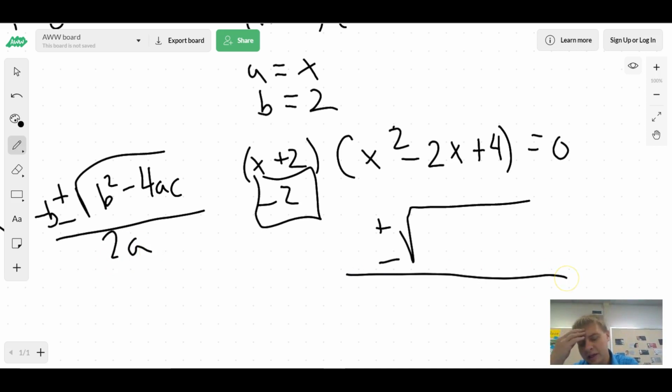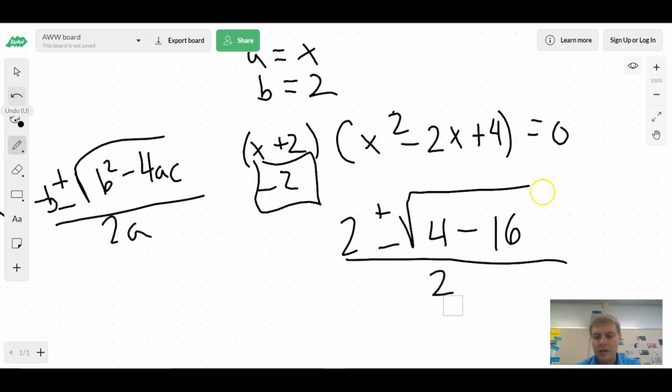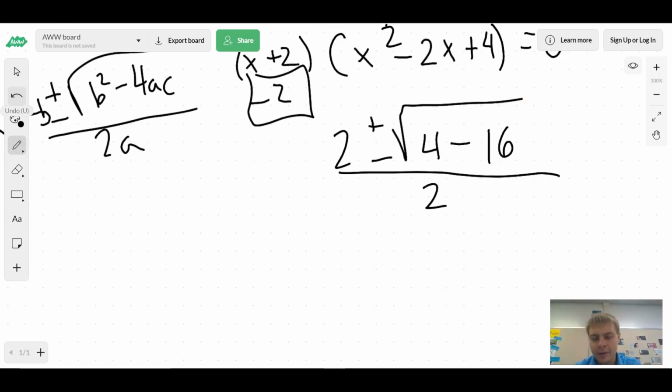So now we're going to plug that in. That's going to give me the opposite of a negative 2, which is a positive 2. This is going to give me b squared, which would be 4, minus 1 times 4 times 4, which would be 16, over 2. Well, now we can get this a little bit nicer by subtracting that, and 4 minus 16 is negative 12.